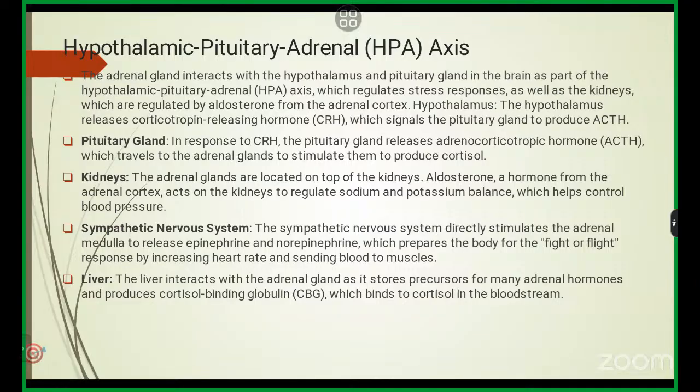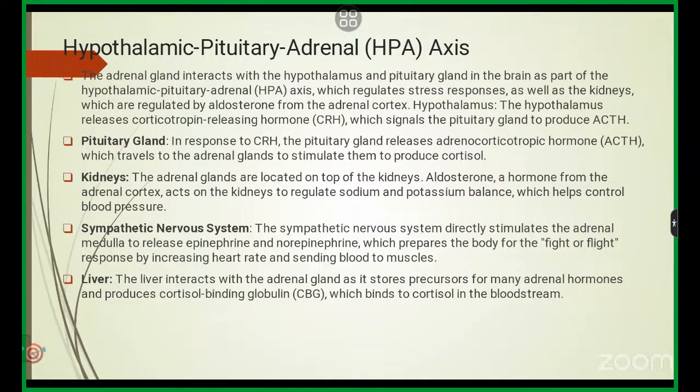We know that in this axis, we are also going to consider an additional gland, an additional organ, which is the kidneys, because the kidneys are controlled by the adrenal cortex. The adrenal cortex produces certain hormones that regulate the function of the kidney, like aldosterone.